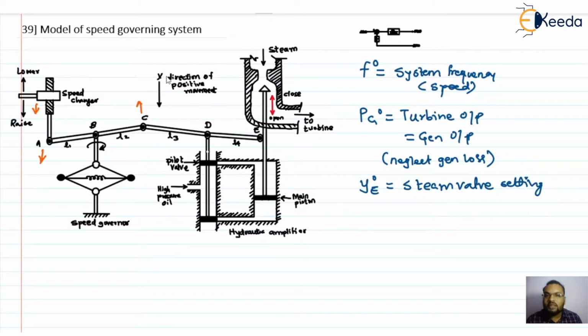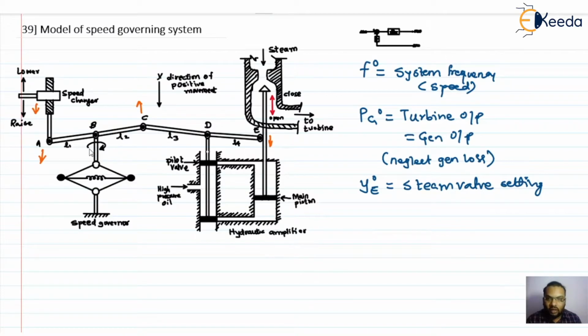As point C is moving upward, it lets point E move downward. Because of this, the gate to the steam will open further, resulting in the rate of steam increasing. As more steam is allowed to pass, the turbine speed will increase. As the turbine speed increases, the turbine output will increase, and correspondingly there will be an increase in the output of the generator.